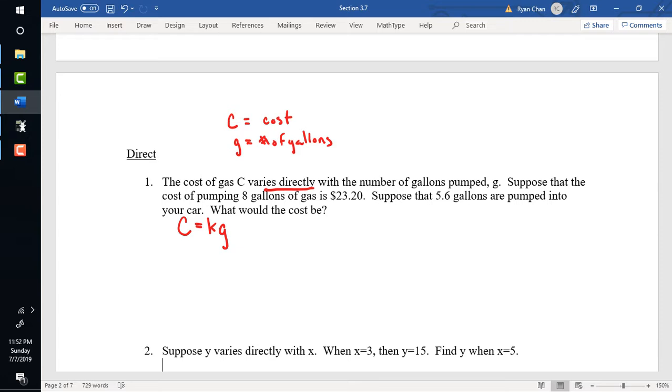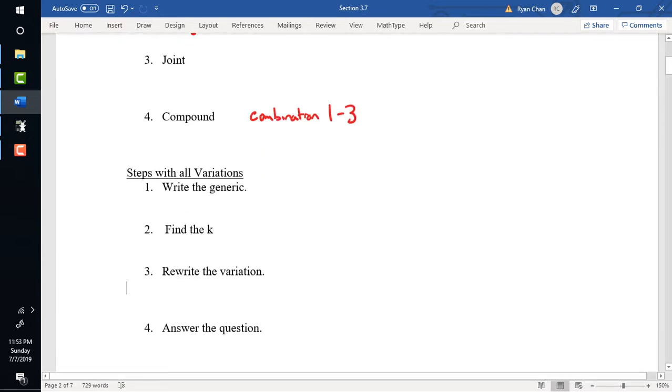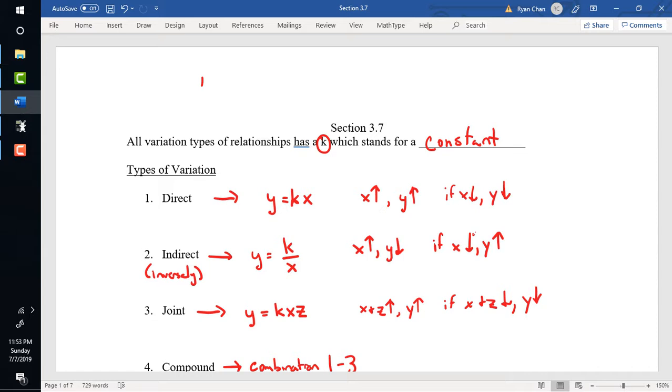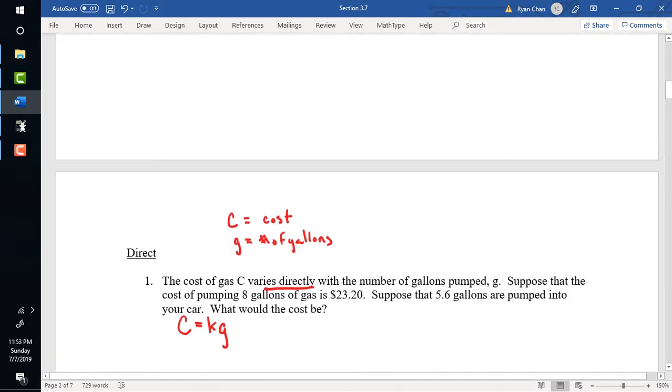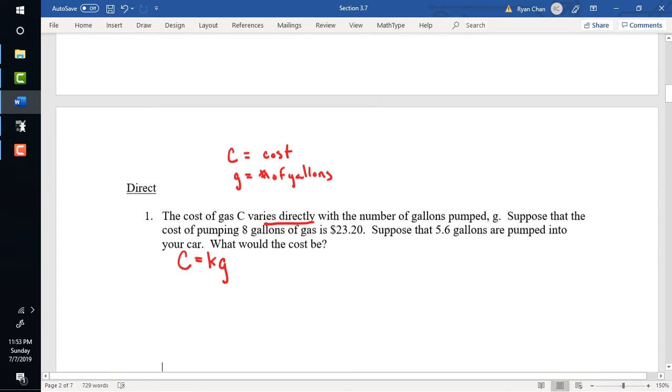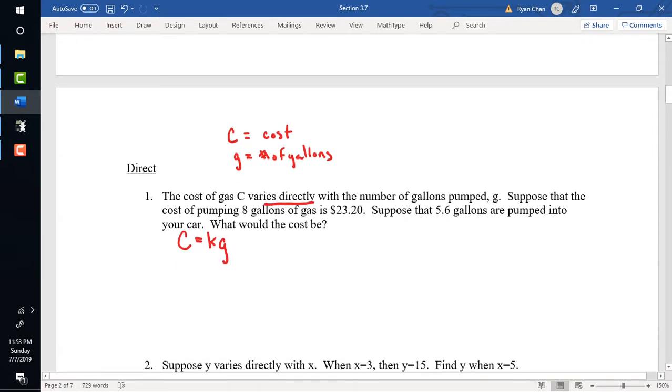How do I know? I'm using the formula up here: directly is C is equal to K times G. If you're reading it, it's kind of in order. C varies directly with G, so y varies directly with x. That's the way you want to take a look at that. So the first thing we always want to do is establish which equation we're using.